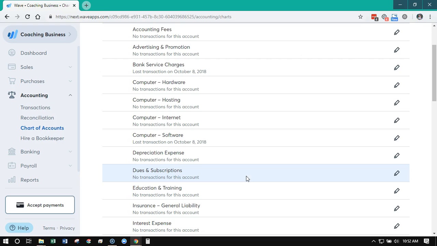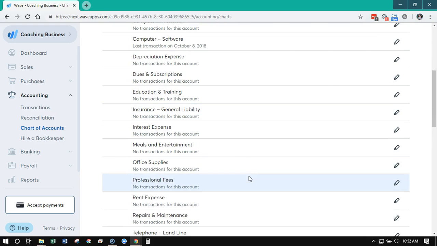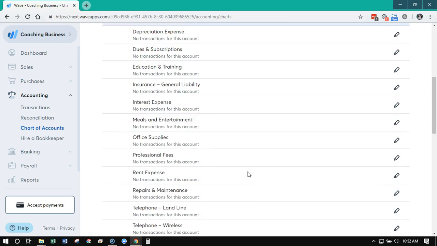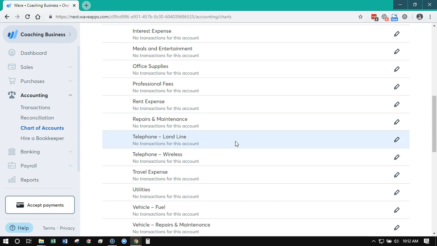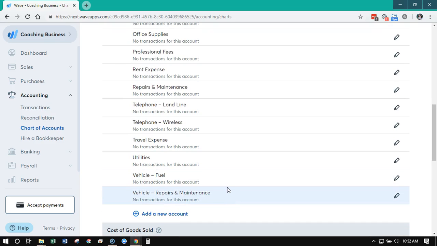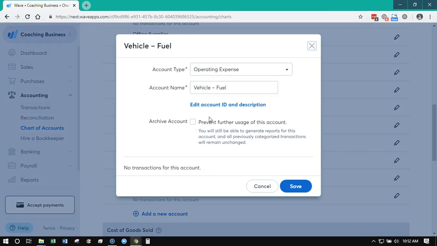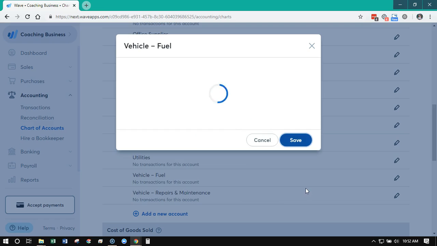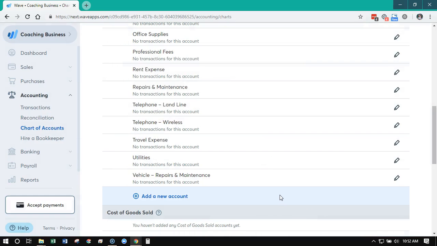But they also have dues and subscriptions, and then they'll have things like, let's go down here a little bit more. Telephone, landline. Not very many of us have landline. Vehicle fuel, vehicle repairs and maintenance. Most of us don't have businesses where we're driving a car, but if you do, keep those there. Otherwise, just archive those. So how do we do that? We're going to go edit this account, and then you can archive it. What that does is it basically hides it, but if anything had been categorized in that before, it'll still stay in that category. We just won't be able to use it in the future.